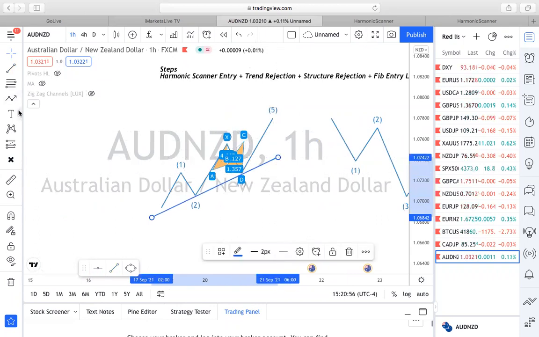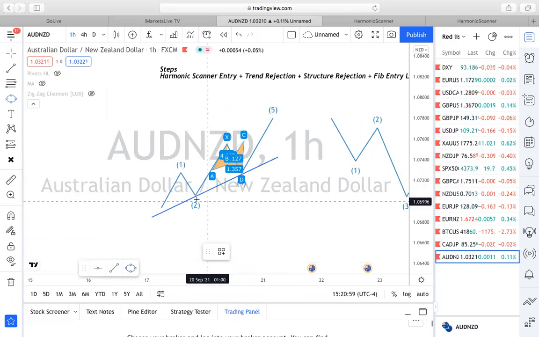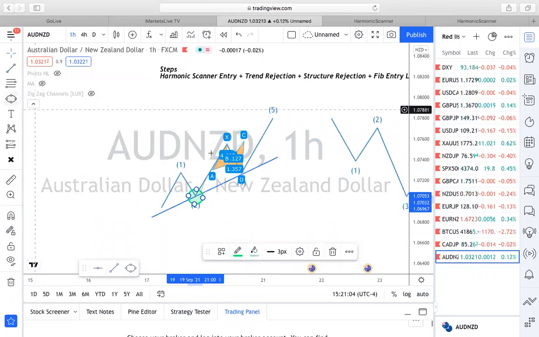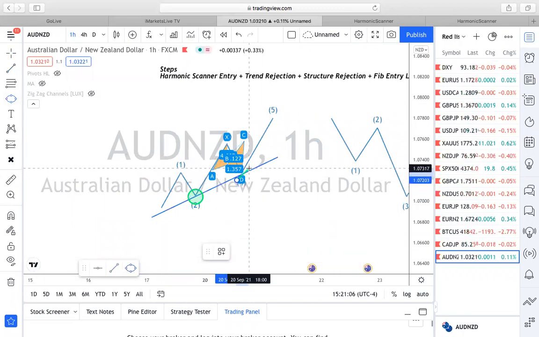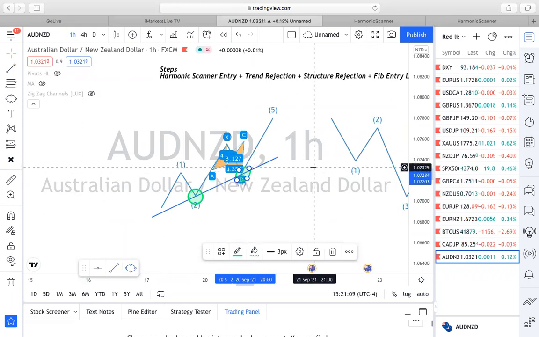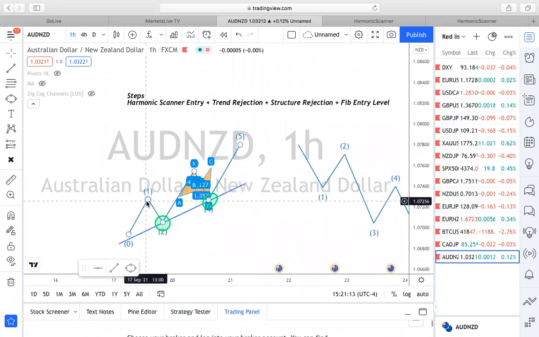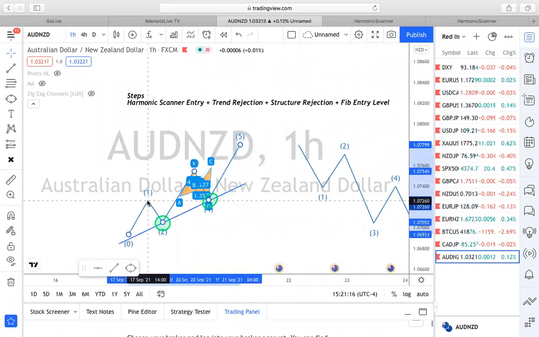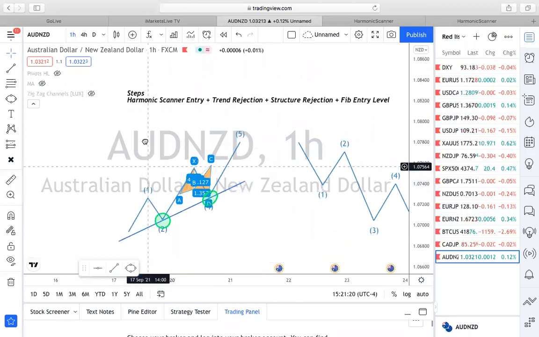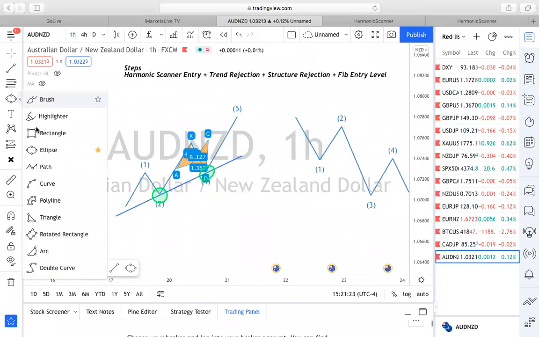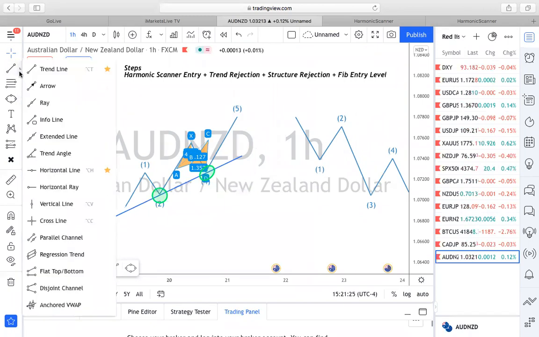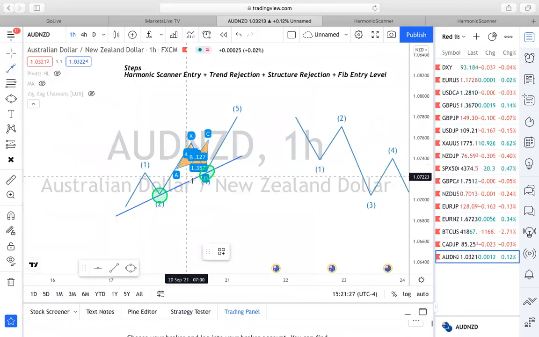I have a rejection right here, and I got a potential rejection right here, right? So now I have two confirmations. Now I'm looking for a structure rejection. So from this point all the way to the left, I'm looking for structure.